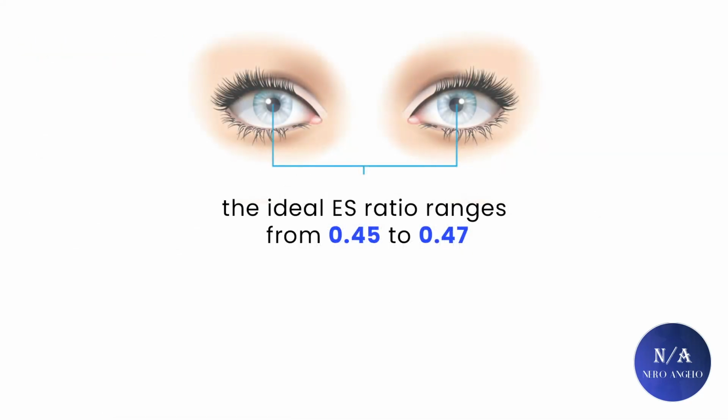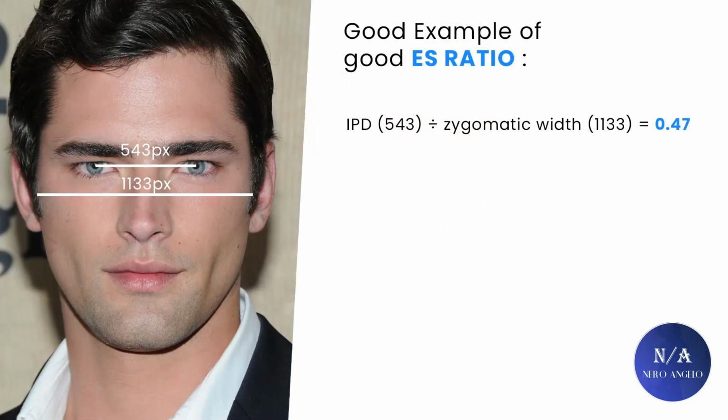As previously mentioned, the ideal ES ratio ranges from 0.45 to 0.47. If your eye separation ratio is within that range, then you can rest assured. Here are a couple of examples of what an ideal ES ratio will look like. Sean O'Brien is a good example of a face that has the ideal eye separation. The space between his eyes looks just right for the width of his face.